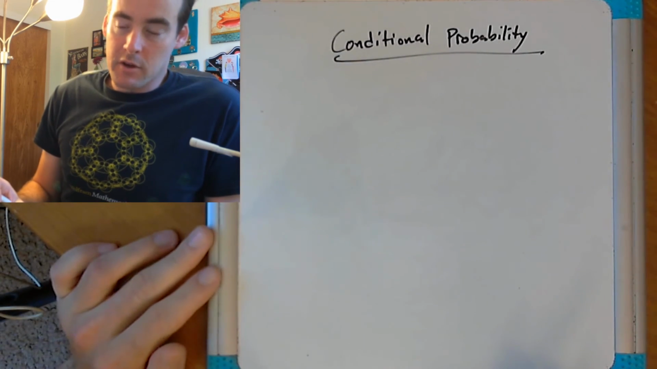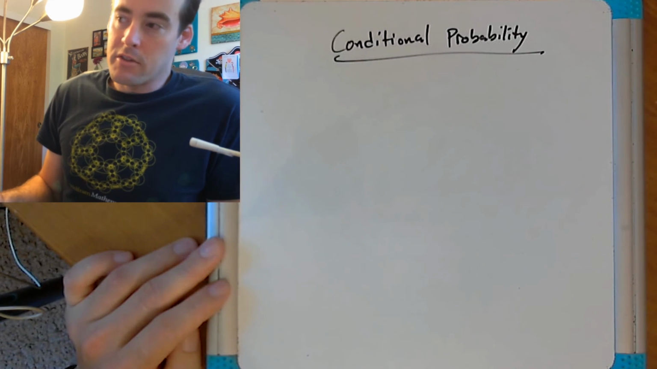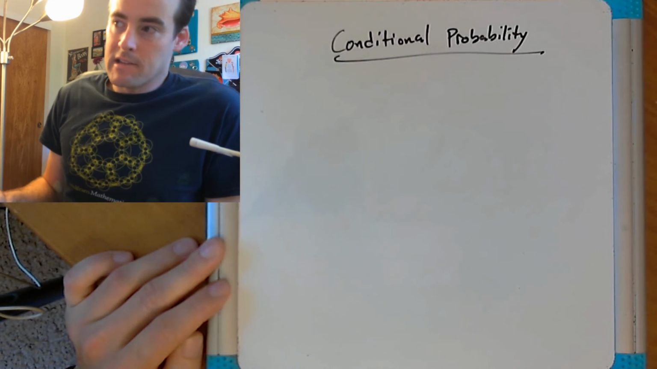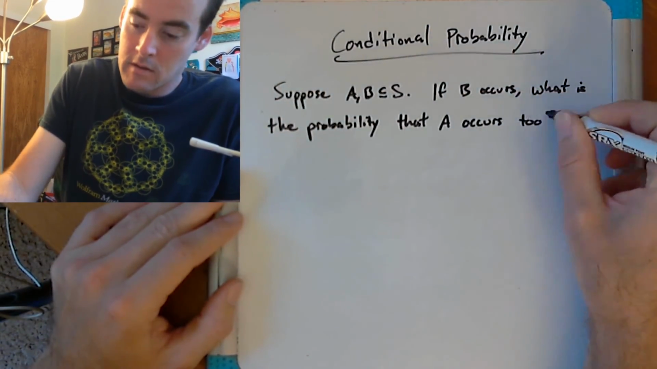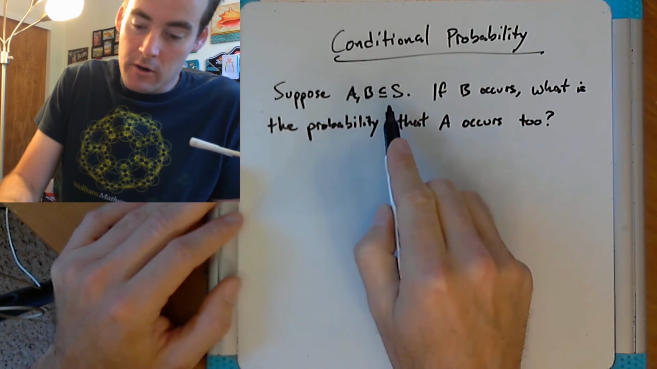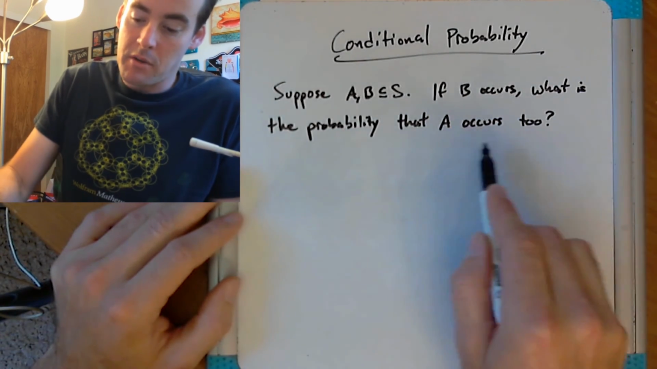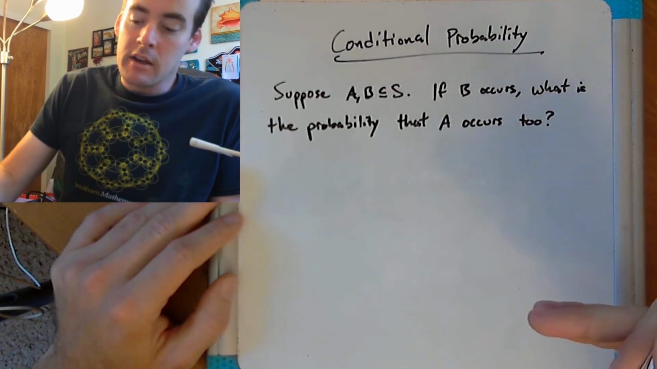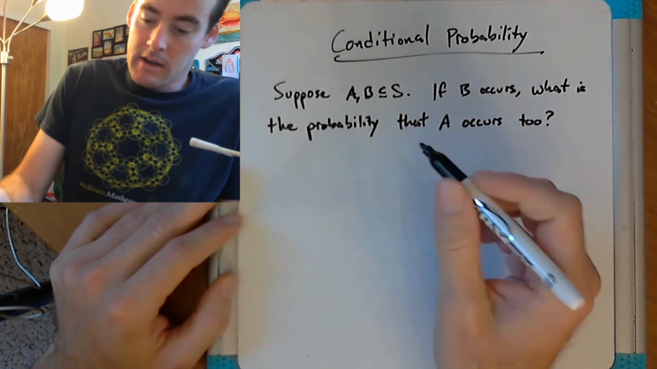With conditional probability, the questions we're asking are, suppose the first die is greater than 3. If that's the case, then what is the probability that the sum is greater than 5, say? Let me write this down. Suppose A and B are events. They are subsets of the sample space. Suppose B occurs. If B occurs, what is the probability that A occurs too? In other words, and this is how they would say it in conditional probability, given that B has occurred, what is the probability that A occurs?